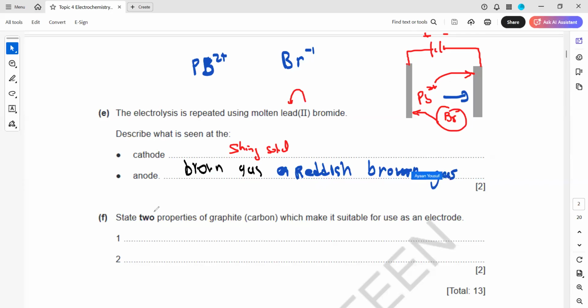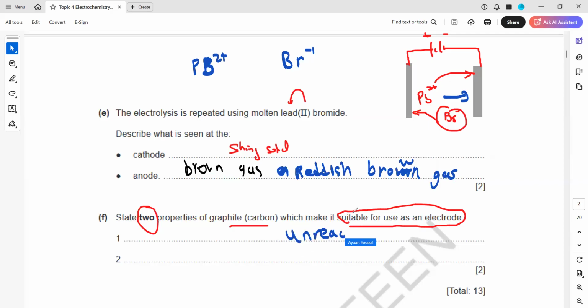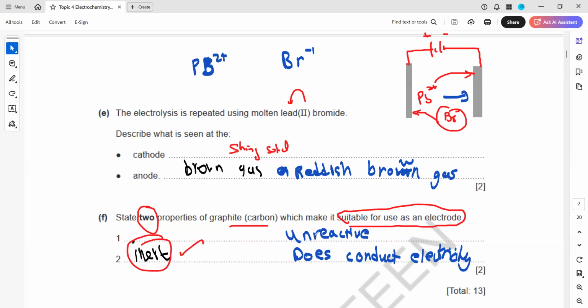Okay. Now state two properties of graphite which make it suitable for use as an electrode. Why do we prefer the use of graphite? Inert. Good. Inert or unreactive, you can say. And what is the second reason? It conducts electricity, because it has free electrons. We want the electrode to be made of a material which conducts electricity. So this inert or unreactive is the same thing.